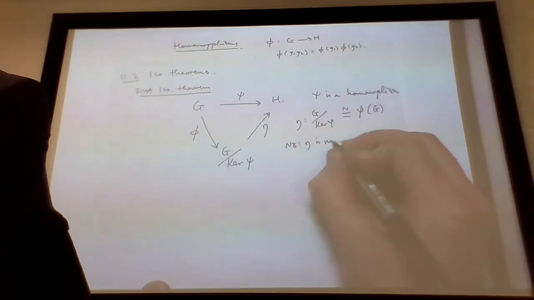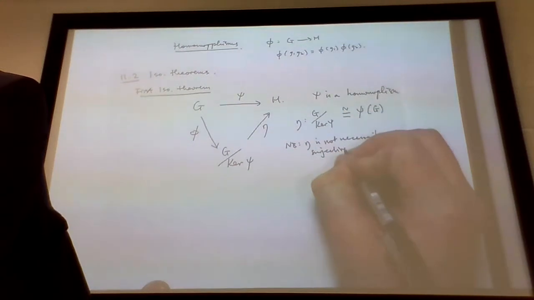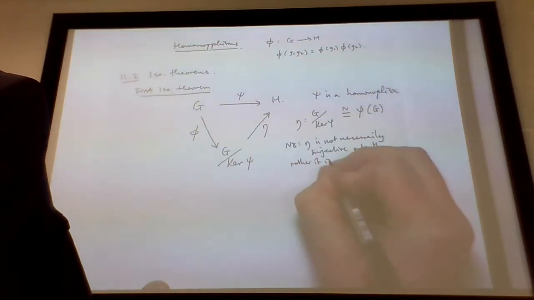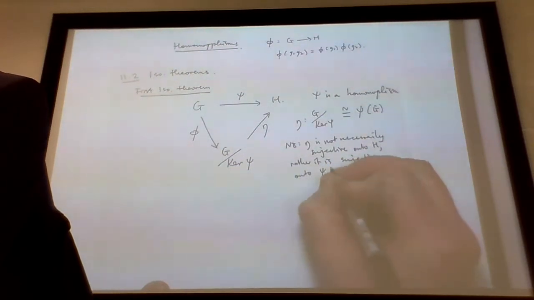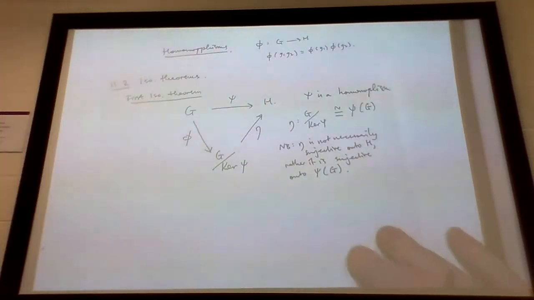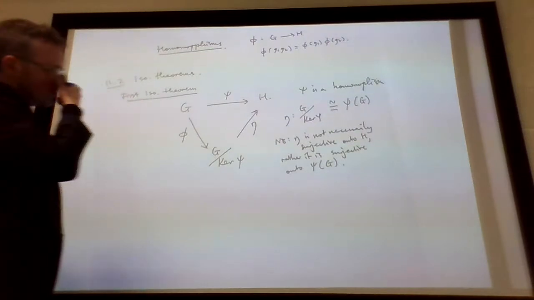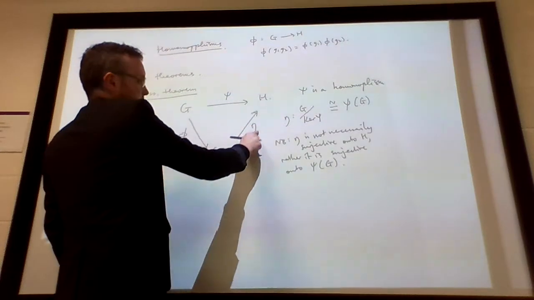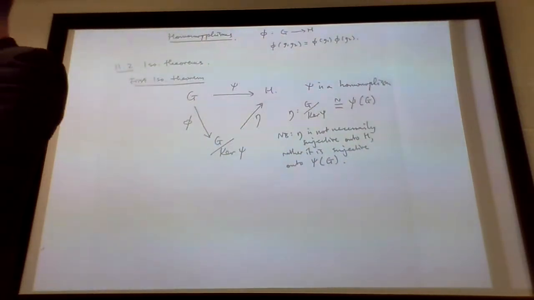Eta is not necessarily surjective onto all of H, rather it is surjective onto the image of G under the original homomorphism. But it is an injective map. So it's a homomorphism when we restrict the codomain of eta to this set. Okay. So that's a summary of where we were.